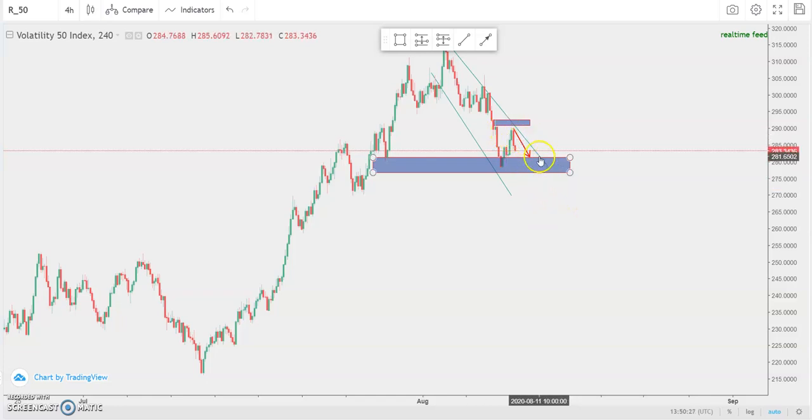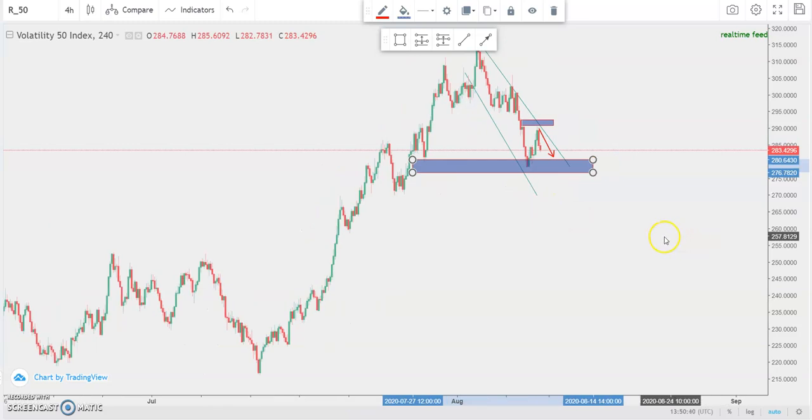So this is V50 for me. I have been riding this also from this top resistance level, and I'm expecting that it reaches my support maybe at this point. So I'm going to enter into a sell. That is what I'm expecting.